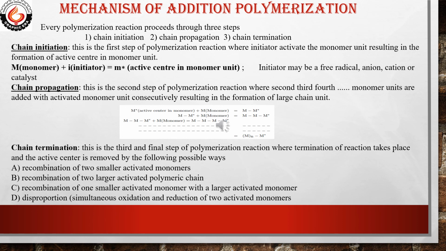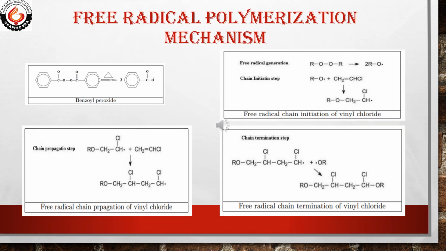First, chain initiation, then chain propagation, and then chain termination. So first we will discuss the free radical polymerization reaction mechanism for addition polymerization. In free radical polymerization, any initiator which is able to produce free radicals can be used.